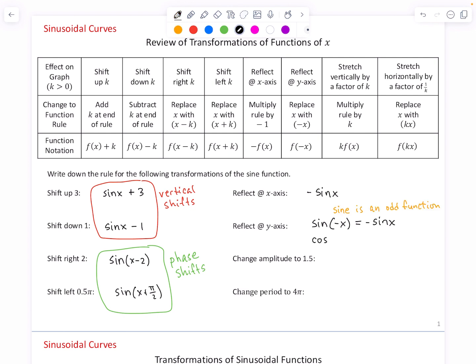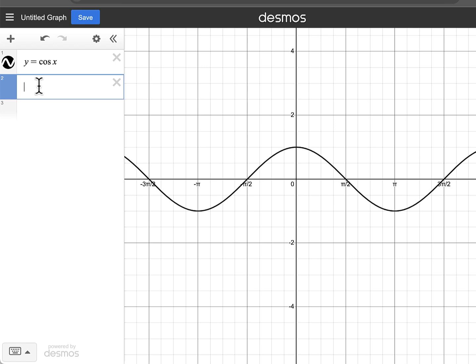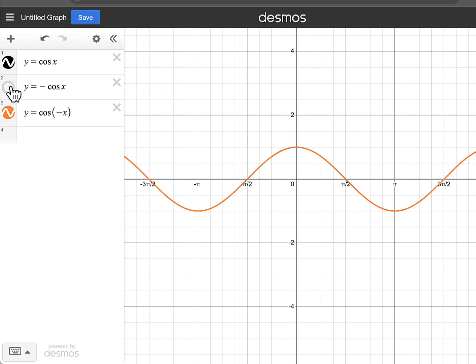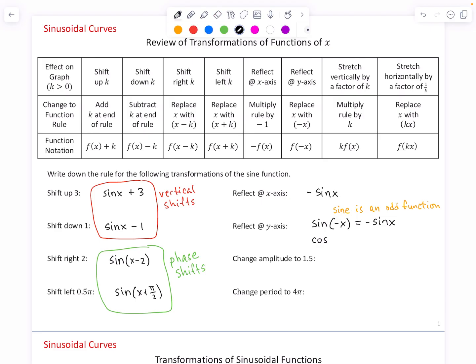Now in the case of cosine of x, if you reflect cosine of x across the x-axis, that means you put a negative in front of it, you get this red graph. It's different from the black graph. But if you take the cosine graph and do a reflection across the y-axis by changing x to -x, you get the original graph. So the original graph is cosine of x, reflected across the y-axis, it looks no different. That's because cosine of x is already symmetric across the y-axis, so such a reflection has no effect. So cosine of -x is the same thing as cosine of x.